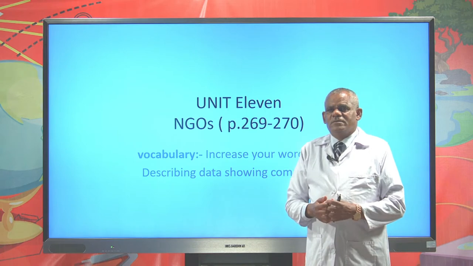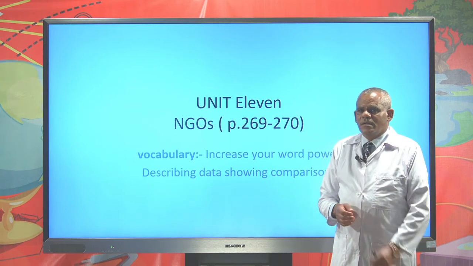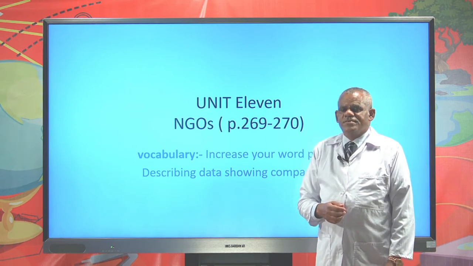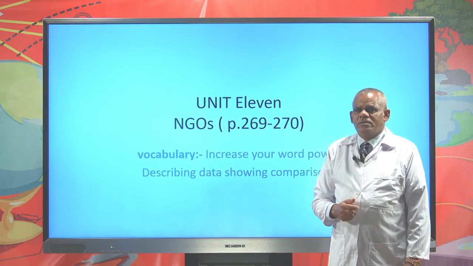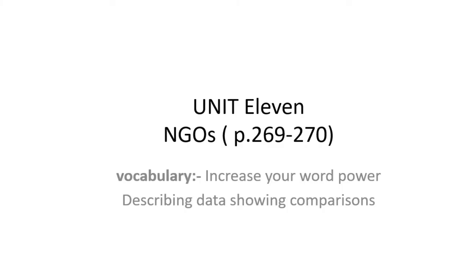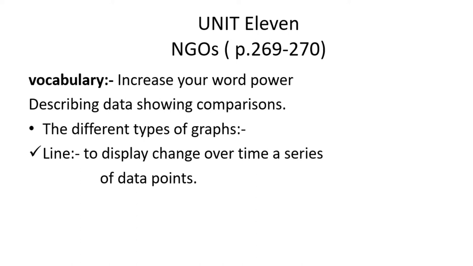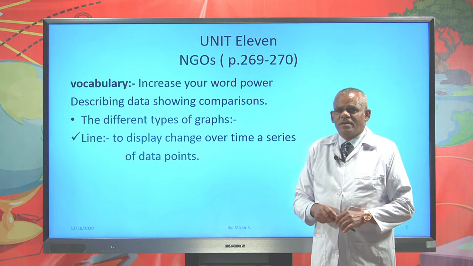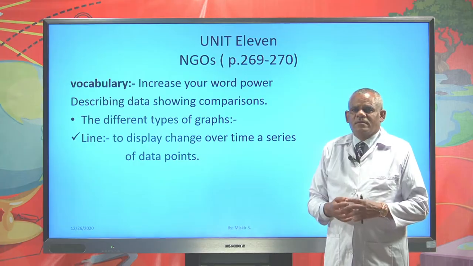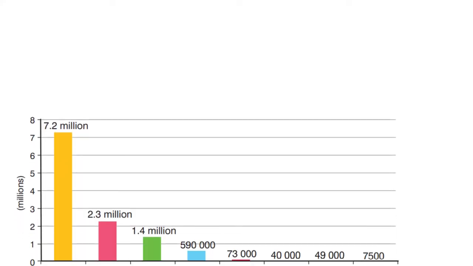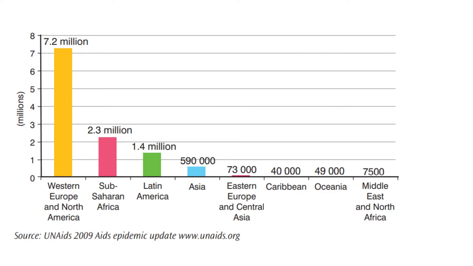Before I start talking about this issue, let's become familiar with some of the words which are very important while we are talking about describing or comparing graphs. Good. There are different types of graphs. You are familiar with this graph. The first one is a line graph. It's available in your textbook, and it's available in every part of your lesson. That is what a line graph means.